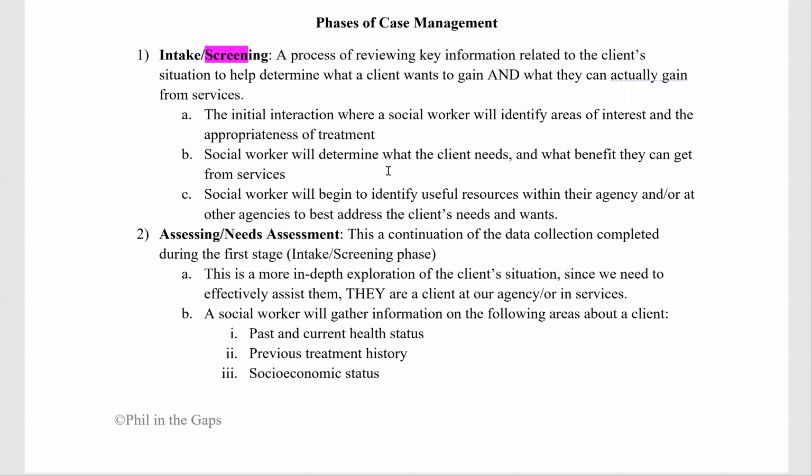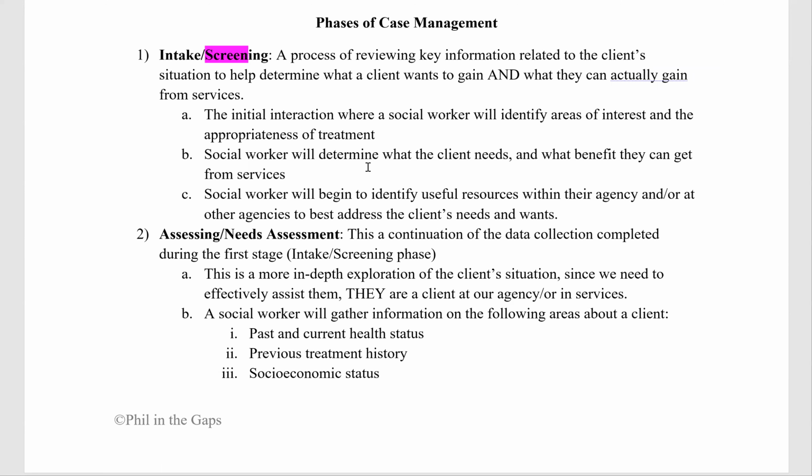So at the end of the day, the intake/screening is the initial interaction where a social worker will identify areas of interest and the appropriateness of treatment. So at this moment, if you see it's a first interaction with the client and it's relating to the phases of case management or steps of case management, it's always going to be the screening, regardless of the information being gathered. It's the initial interaction.